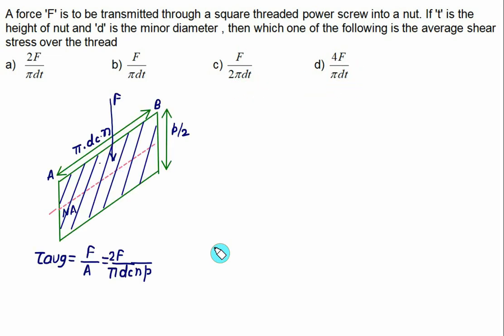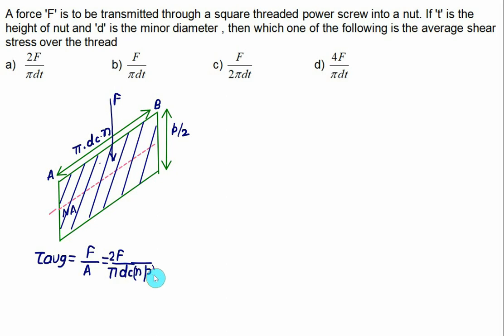In theory, we have developed the expression for the average shear stress. We have length at the root will be equal to pi dc into n, and the height will be equal to p by 2. The load F is parallel to the given area, and the given area is same as pi into dc into n multiplied by p by 2. So tau average will be same as force upon the area, so that will be equal to 2F divided by pi into dc into n into p.